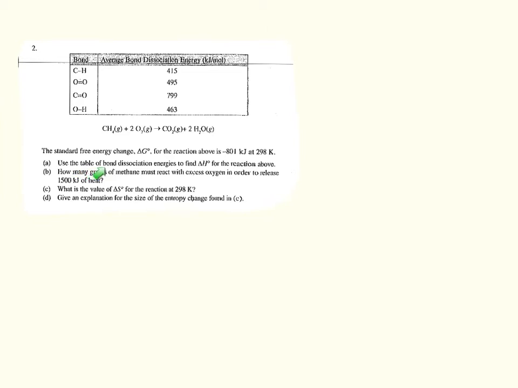A says use the table of bond dissociation energies to find delta H. So they don't want us to do anything with delta G just yet. They just want us to calculate delta H using bond enthalpies. So remember, these are bond enthalpies. They are not delta H's of formation. We are not going to do products minus reactants here.